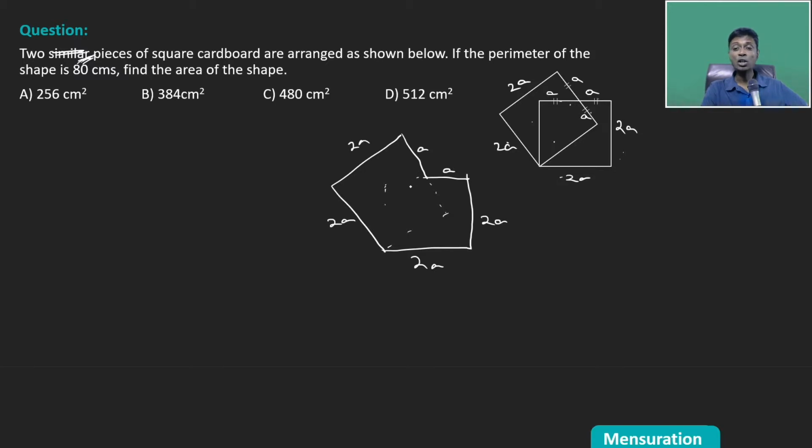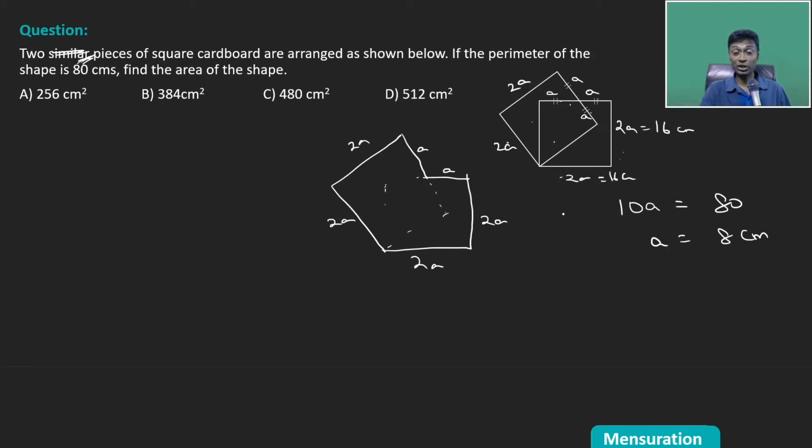Sum of all this is equal to 80 centimeters. 2A plus 2A, 4A, 6A, 8A, 9A, 10A. 10 times A is 80, or A is 8 centimeters, or the square has side 16 centimeters.